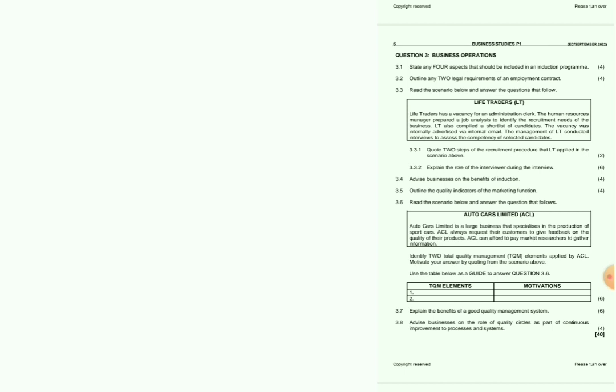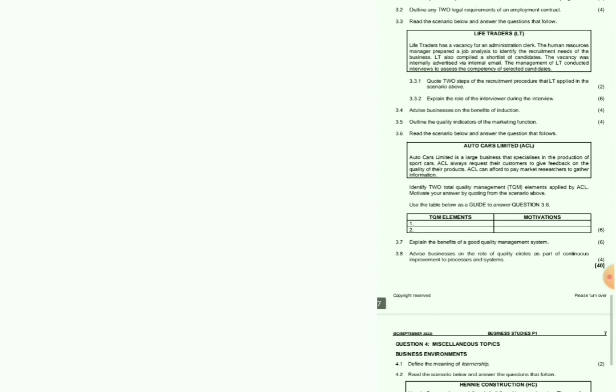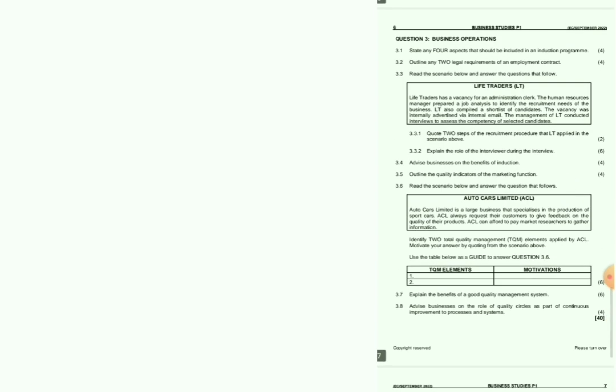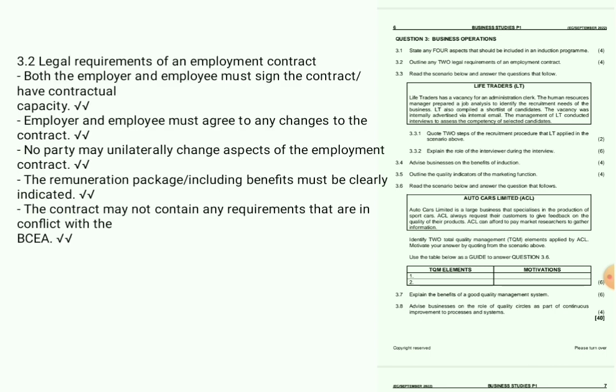3.2, outline any 2 legal requirements of an employment contract. This one, if you get this one wrong, you definitely get everything wrong, because this one is the easiest question of the whole question paper. Both the employer and employee must sign the contract. Done. 2 marks. Employer and employee must agree to any changes of the contract.